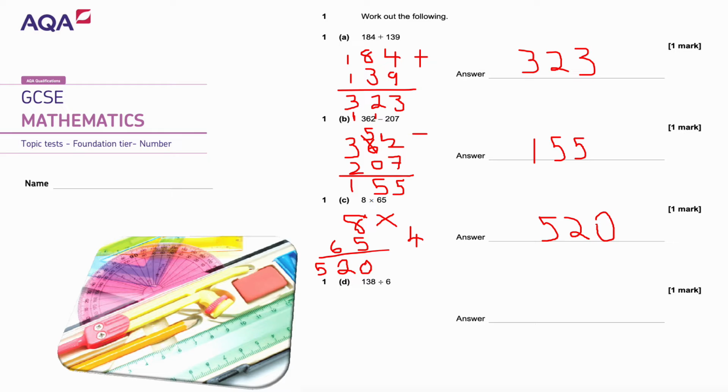Okay. Part D, 138 divided by 6. We're using the bus stop method here, guys. 6's that go into 1 is 0, I can't do that. 6's that go into 13 is 2, and the remainder is 1. 6's that go into 18 is 3. So the answer is 23, guys. Okay, for that part there.